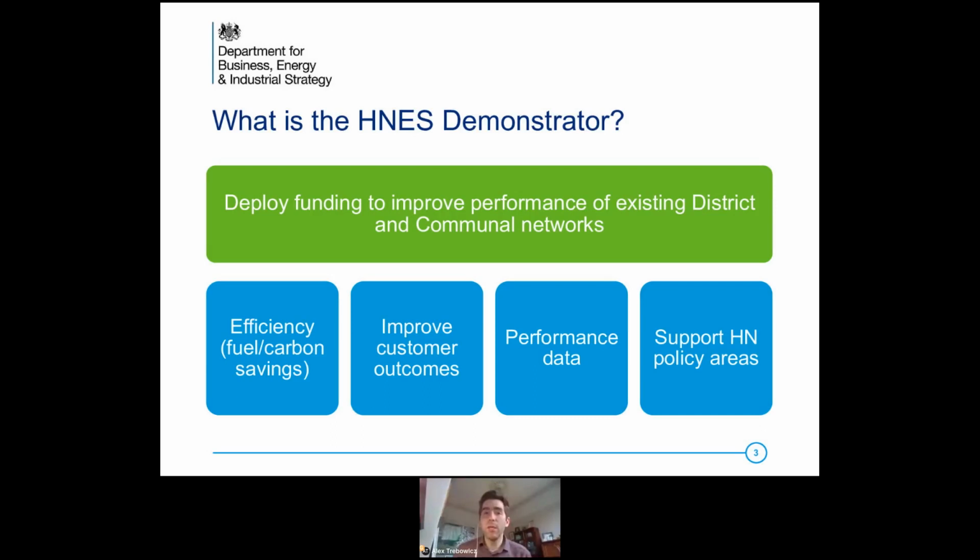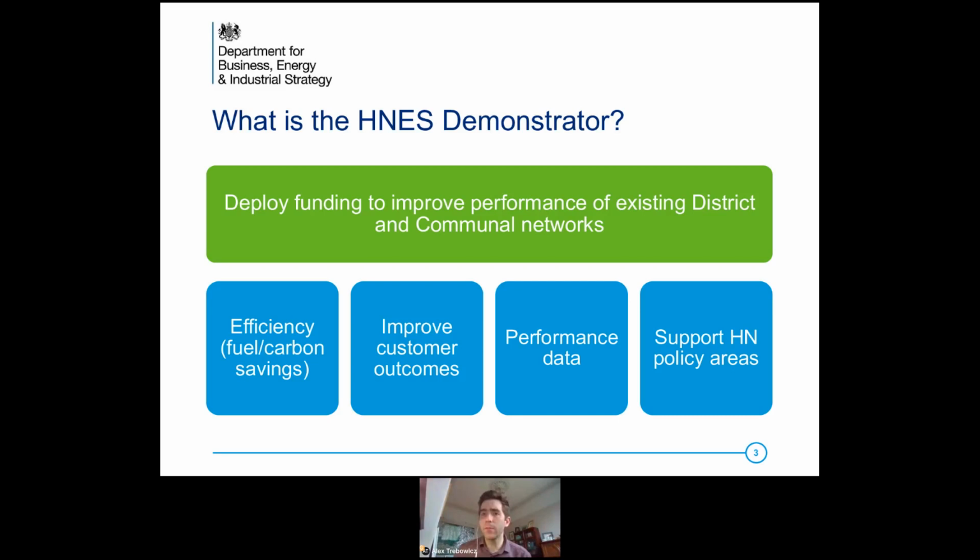In terms of what we're trying to achieve through this scheme, we are deploying funding into projects to improve performance and address various things in those projects. The blue boxes here outline the objectives of the efficiency scheme. Firstly, a core objective around network efficiency, which manifests through delivering fuel savings and subsequent carbon emission savings. We've got another core objective on improving customer outcomes, which we look to achieve through reducing the cost of heat delivered or heat tariffs, reducing service interruptions, and improving information provision or accuracy of metering and billing for customers.